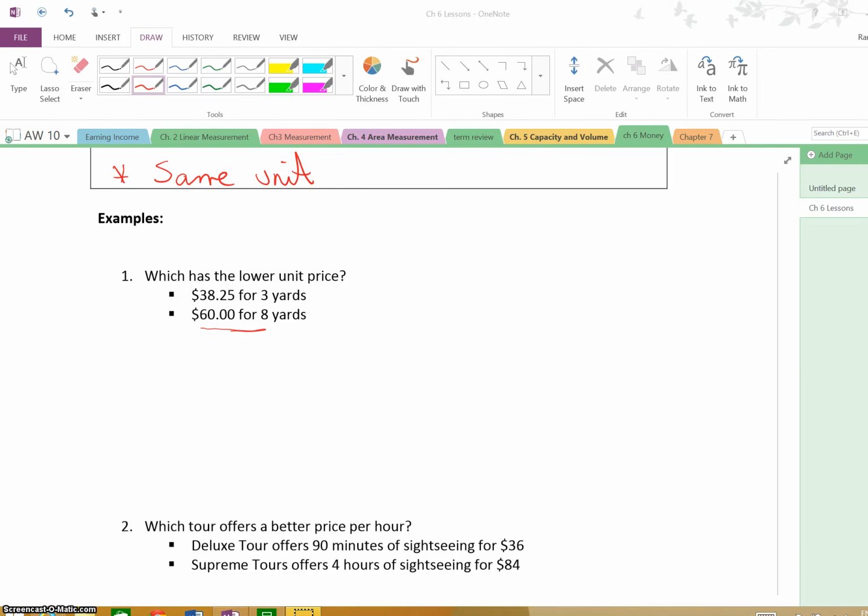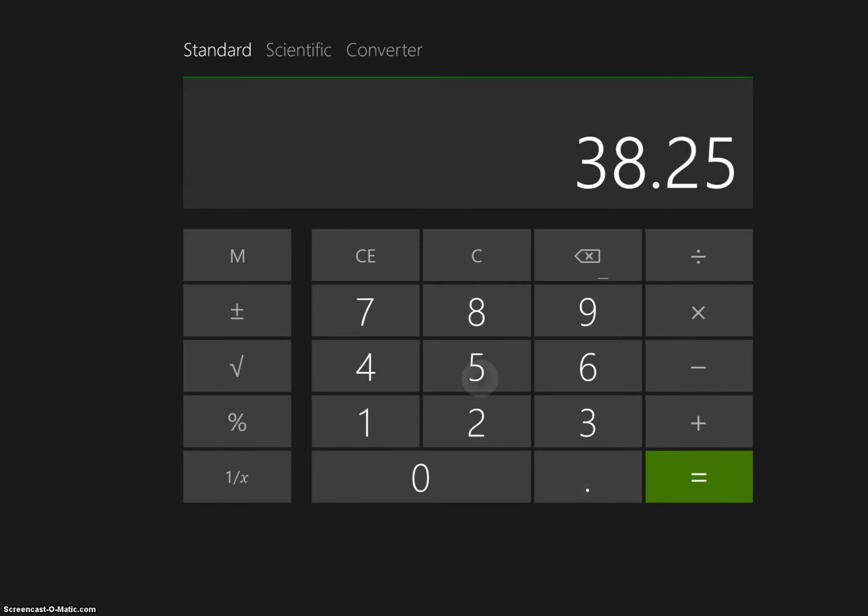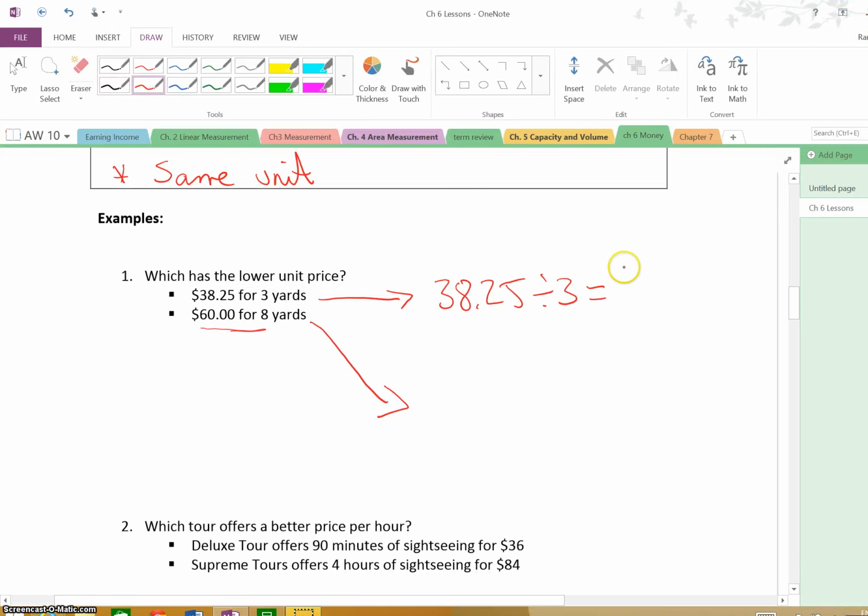So I want to know what the cost is for each of these per yard. So I'm going to divide the top one by 3. So I'm going to go $38.25, and I'm going to divide that by 3. So that's $12.75 per yard.